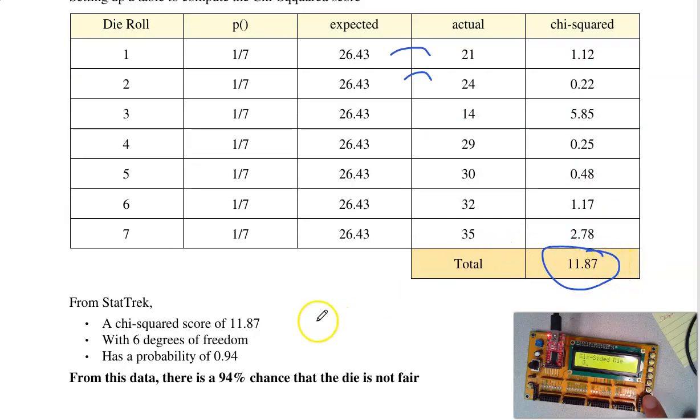To convert that to a probability, I use the chi-squared table. I would have 6 degrees of freedom. The chi-squared value is 11.87. Converting to a probability, that corresponds to 94%.